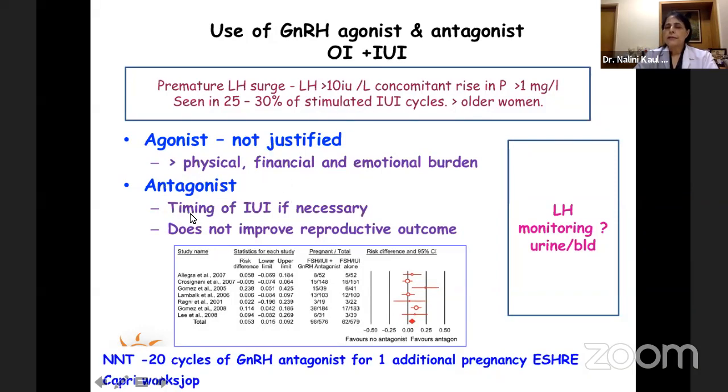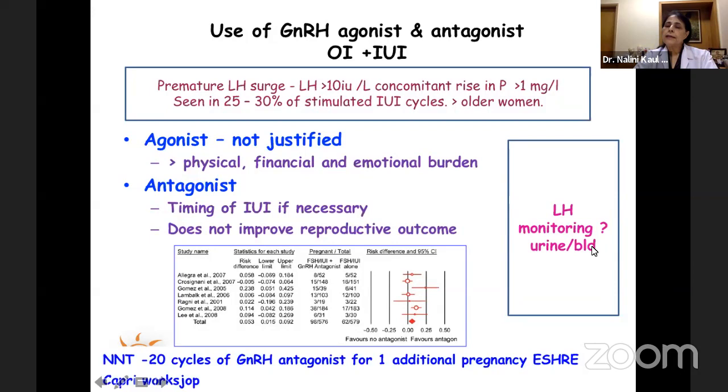It has been seen that giving the antagonist does not change the outcome of your IUI. It does not improve reproductive performance. You need 20 cycles of antagonist to get just 1 additional pregnancy. And that's really not justified given the cost of these drugs. The agonist protocols for IUI are just not justified. You're giving injections for 21 days, you have to give gonadotrophins for stimulation. Just imagine the financial burden on the patient, the physical burden on the patient, and at the end of it, she may not get pregnant as well. So it is not justified.